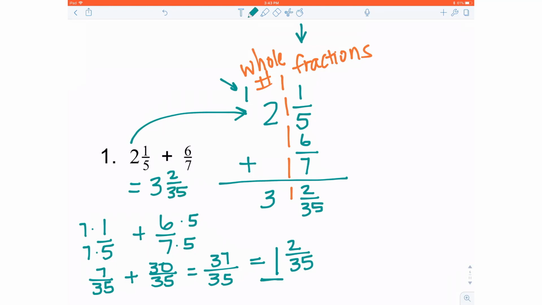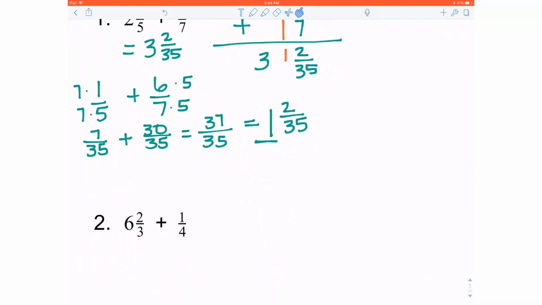So, just to kind of recap, we set things up like this so that the fractions and the whole numbers are in separate sides. We add the fractions first. We always start with the fractions. And then whatever we have left over, like let's say our fractions add up to become an improper fraction, that's totally okay. We make it a mixed number and we add the whole number over to our whole number side. Okay, let's give another one a try.